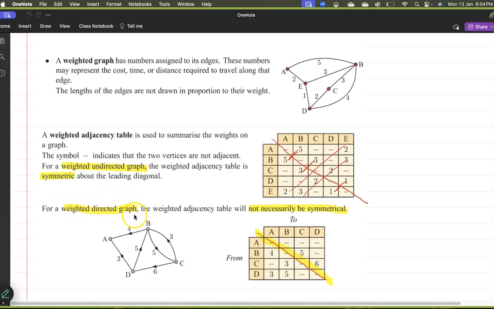For a weighted graph, the adjacency matrix will not necessarily be symmetric. If it's an undirected graph, it will be symmetric. For an unweighted graph, it will always be symmetric. For a weighted directed graph, it will not necessarily be symmetrical.